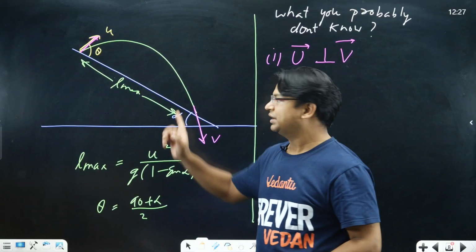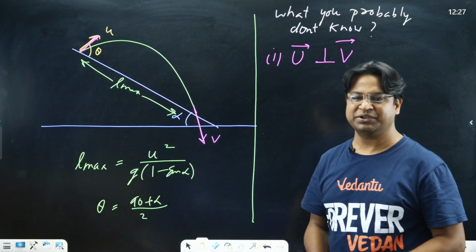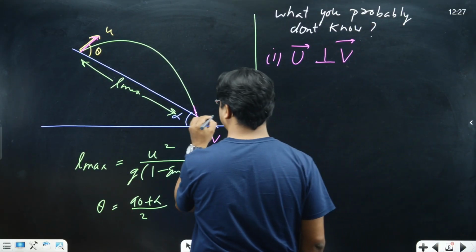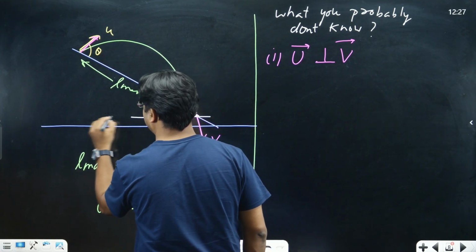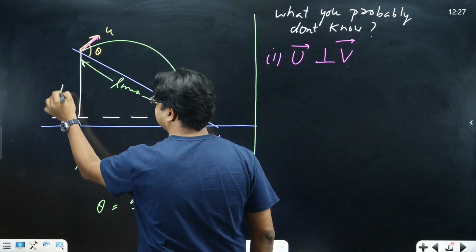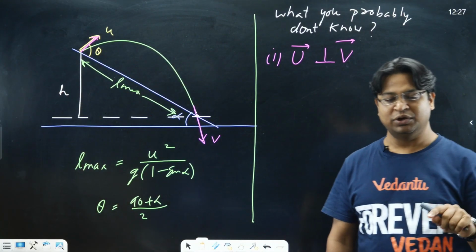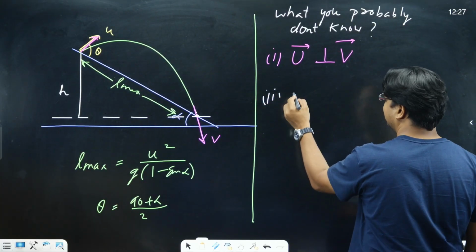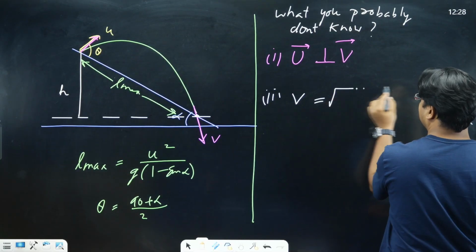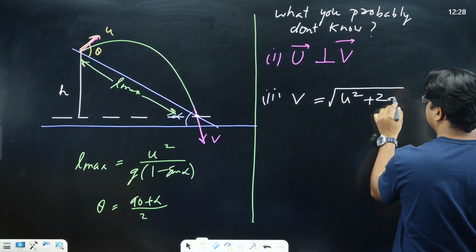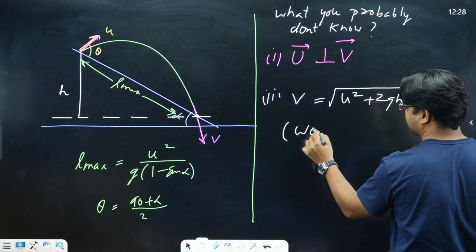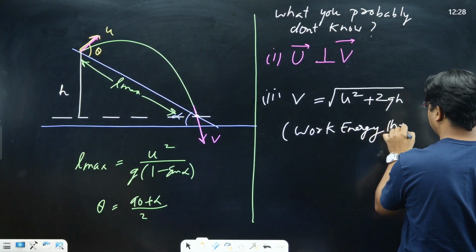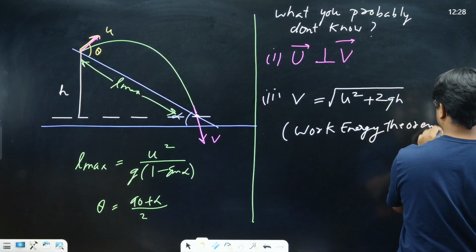So you probably don't know that the two velocities are perpendicular to each other. Point number one. Point number two is something that you would be knowing, but you may not have paid attention to: if the landing point is at a distance h vertically below the projection point, then v will be equal to root of u square plus 2gh. This is simply the work energy theorem application, something that you already know, but I want to use it.